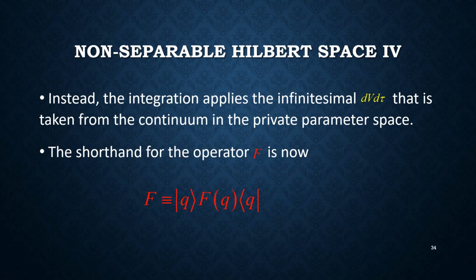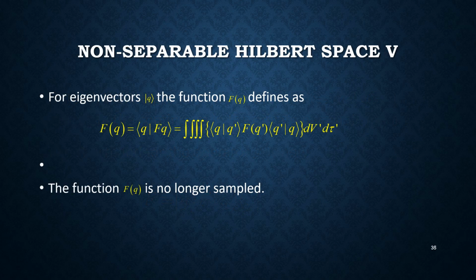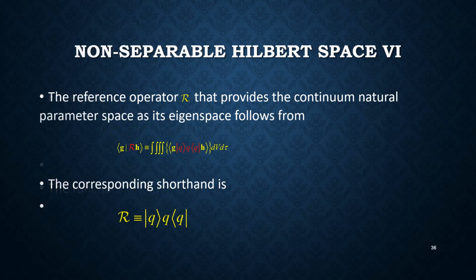Instead, the integration applies the infinitesimal dv tau, that is taken from the continuum in the private parameter space. The shorthand for the operator f is now. For eigenvectors q, the function f of q defines as the function f of q is no longer sampled. The reference operator R that provides the continuum natural parameter space as its eigenspace follows from. The corresponding shorthand is.